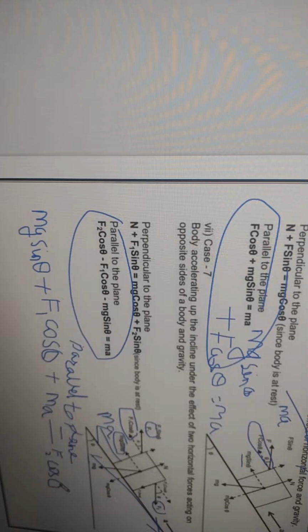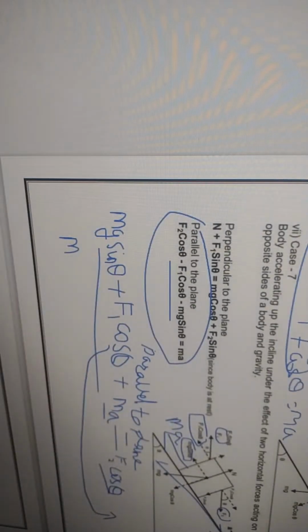Because we have to see whether they are in the same direction. These are in the same direction, and this is the other direction. So this equation will be: MA will be here, and this is transferred to the other side. So this is the same equation we will get now.